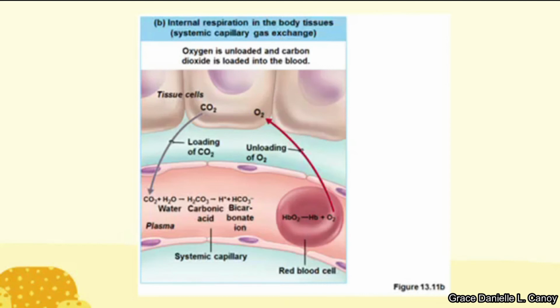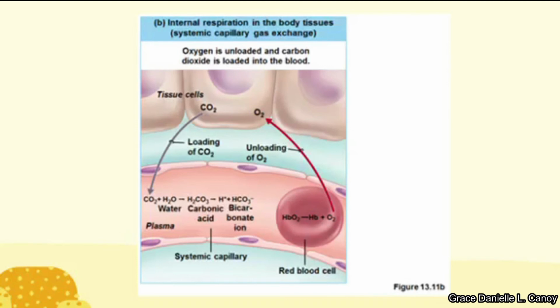Second thing is that the carbon dioxide can go in the plasma, but it combines with water. What we get is carbonic acid. But as we all know, carbonic acid hates itself and splits itself apart. Then what it forms is bicarbonate and hydrogen ions.